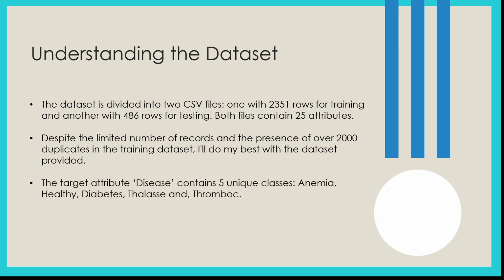The target attribute disease contains 5 unique classes. If the patient has anemia, is he or she healthy, diabetic, has thalassemia, or thrombocytopenia?